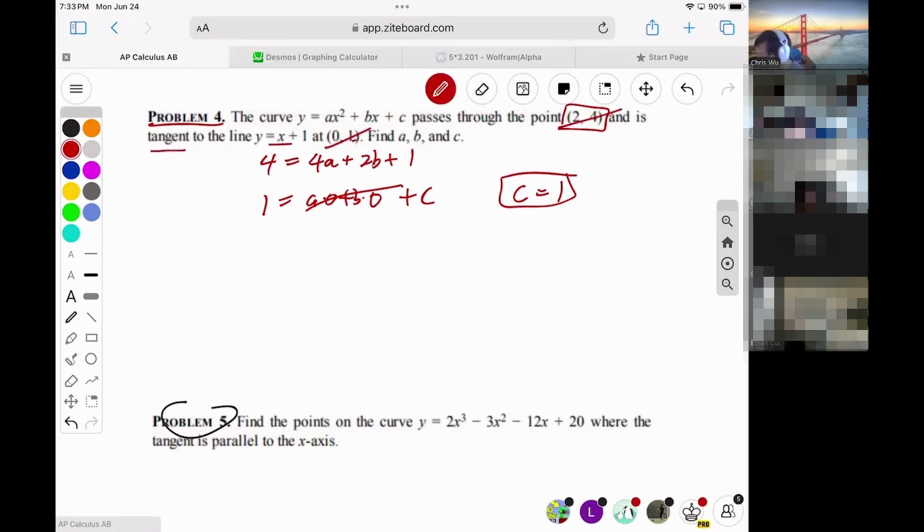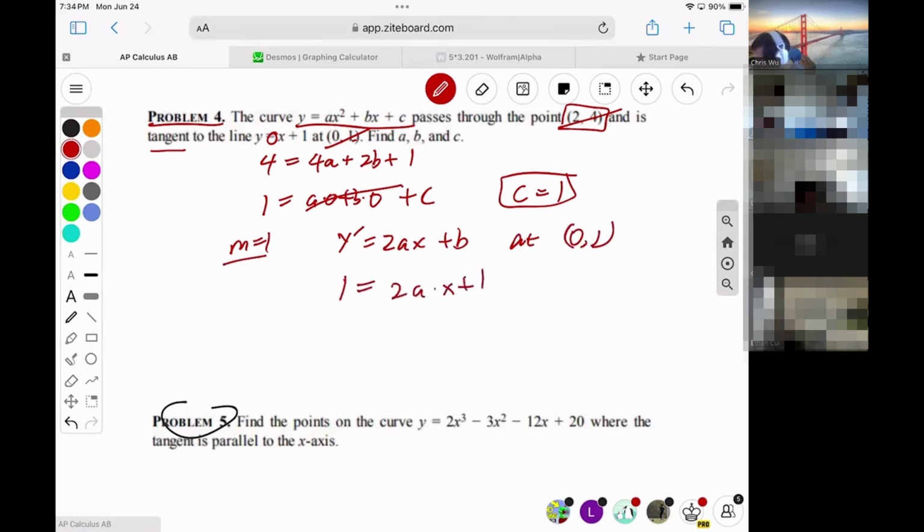What other information might I use? Tangent to that line. In other words, this line is tangent to that. So what's the slope here? m is equal to 1. That's the slope at (0, 1). So in other words, the derivative of this function, y prime equals 2ax plus b, at (0, 1) would give me a slope of 1. So in other words, 1 is equal to 2a times x plus b. And what's x? x is 0. So b is 1.